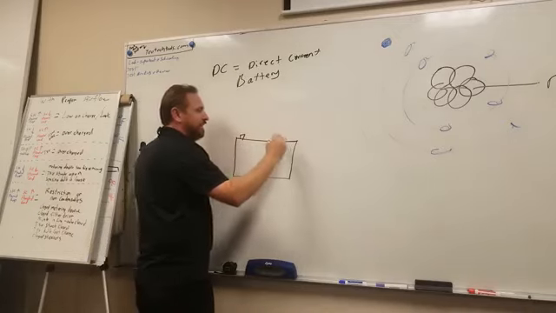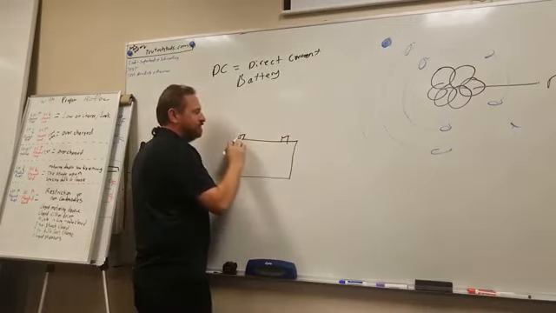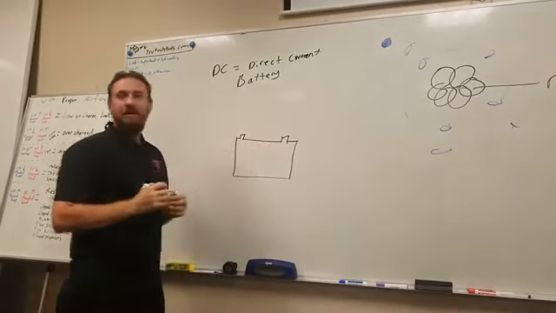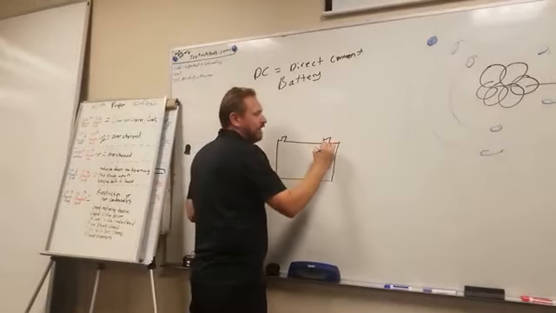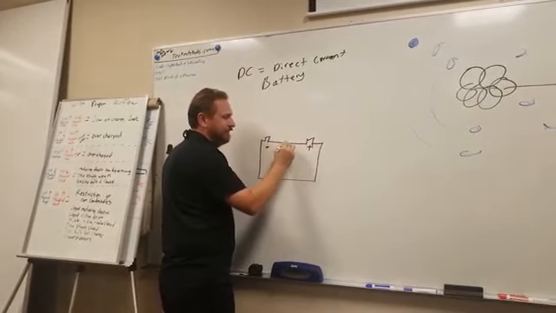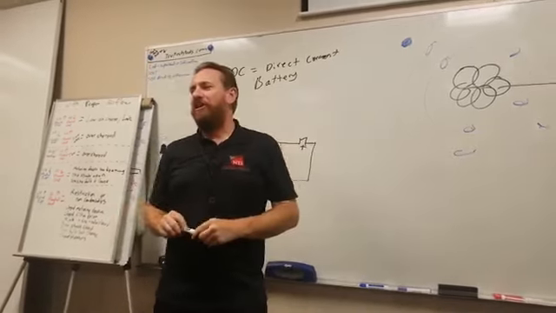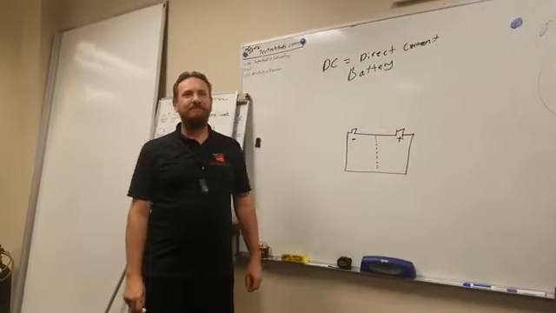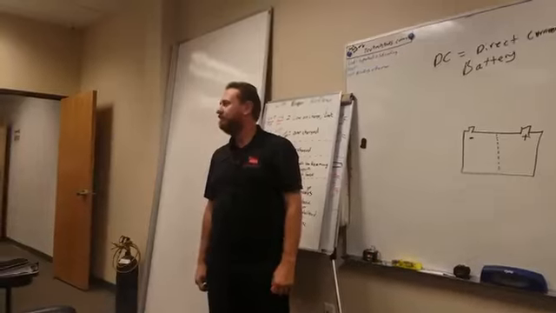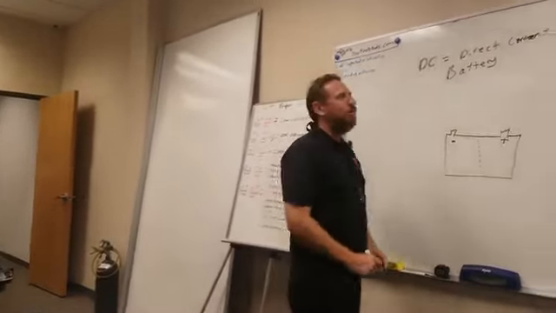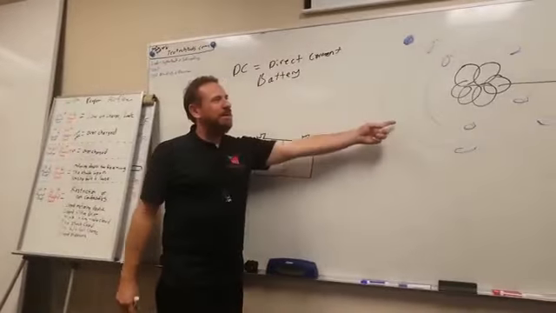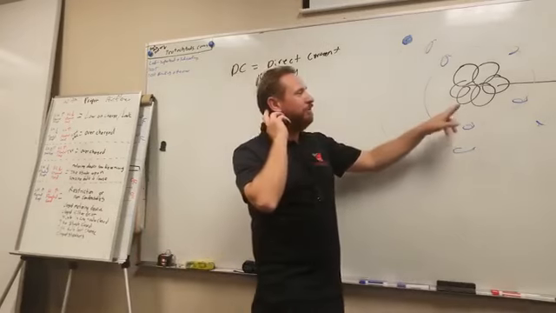So let's use a car battery. What terminals do you have on a car battery? Positive, negative. So let's put, we got positive here, we got negative here. All right, which way is the electrons flowing on a car battery? Everybody agree? Let's go back to an atom and what it's made of. What's the nucleus made of?